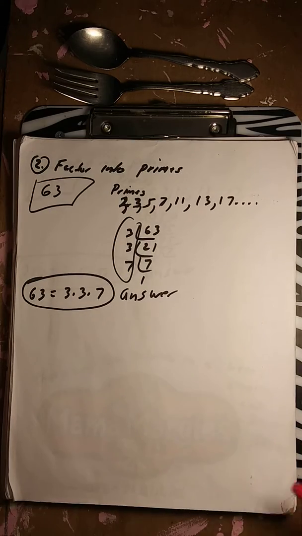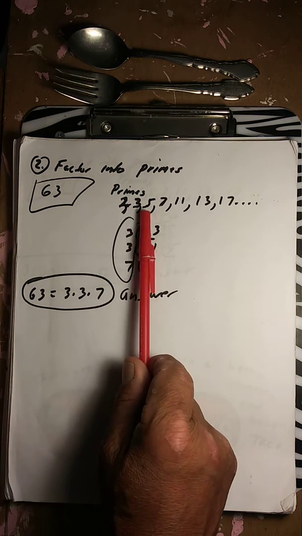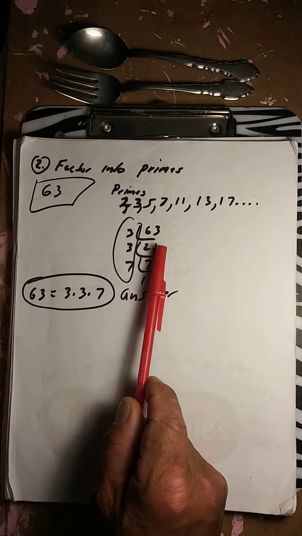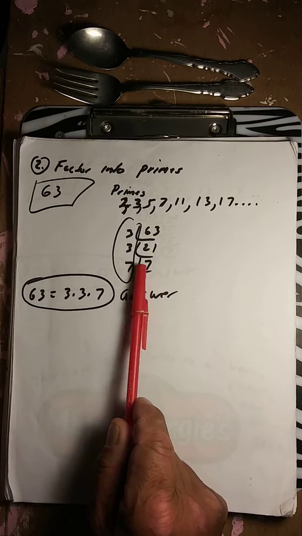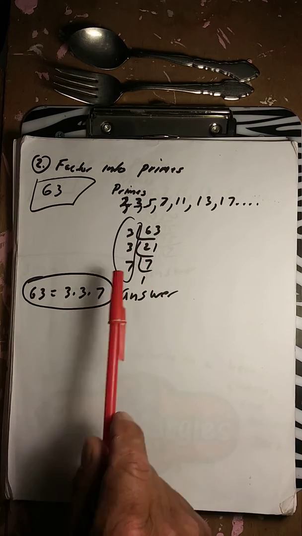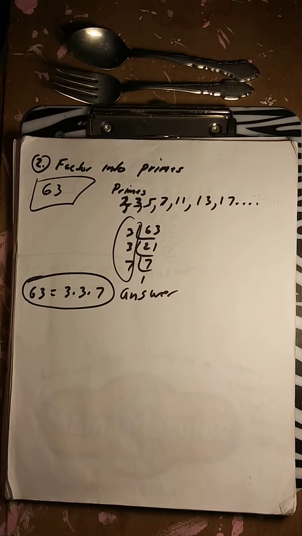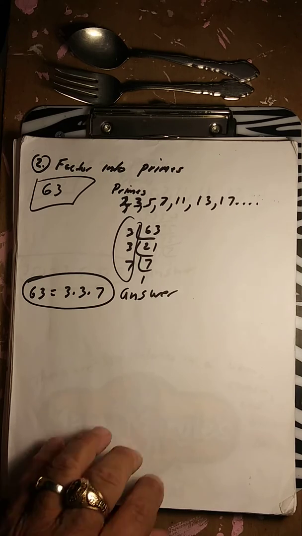Factor into primes. Let's see. Well, this number here, 2, 3, 5, 7, 11, 13, 17 prime numbers. So start with 63. 3 divides it, 21. 3 divides that, 7. 7 divides that. So we have 3, 3, 7. So 63 is equal to 3 times 3 times 7. That's a factor into primes.